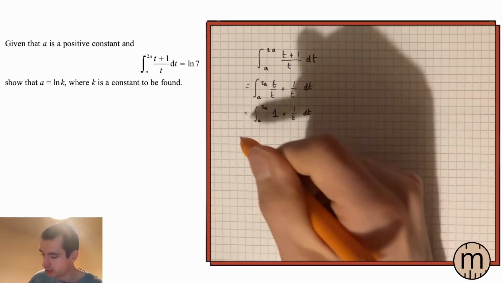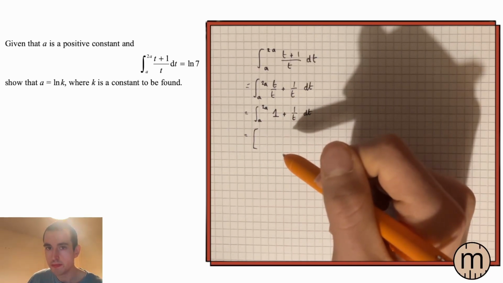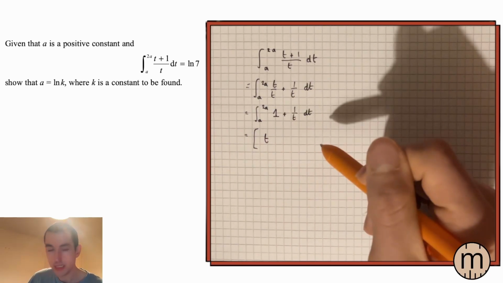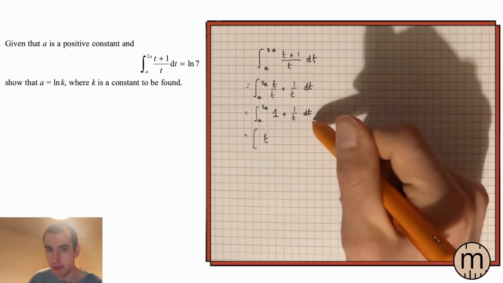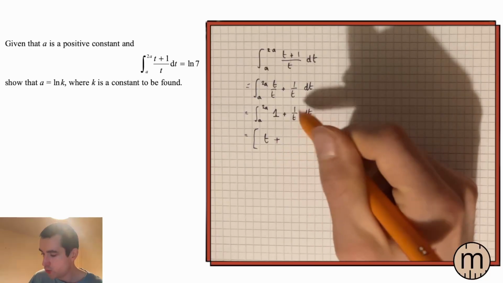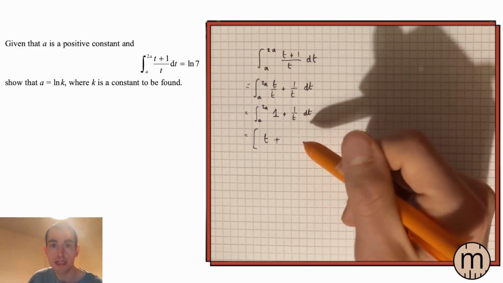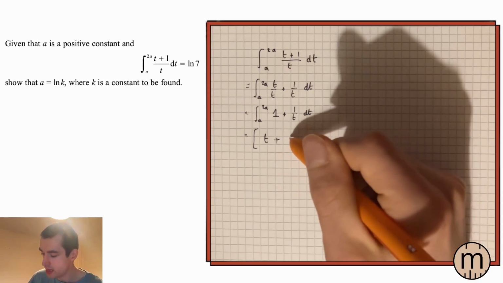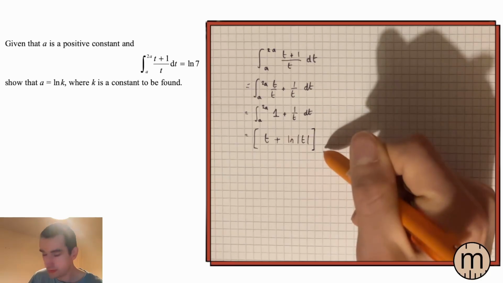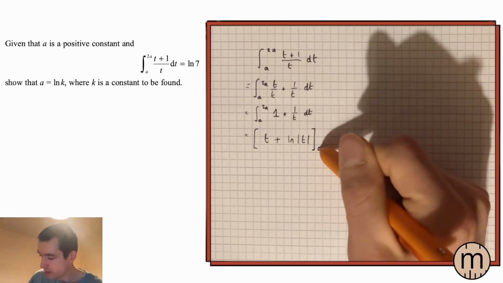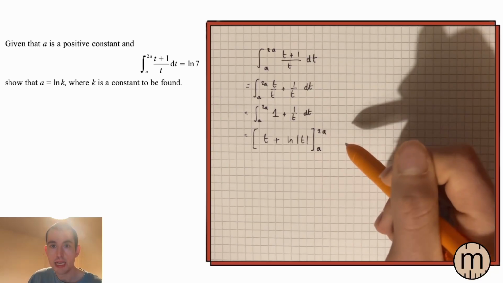Now we need to actually integrate it. What's the integral of 1? That's going to be t, not x, because we are integrating with respect to t. And then what's the integral of 1 over t? That's one of the new second year integrals that you need to know. That's ln t. The limits are a to 2a, like this.